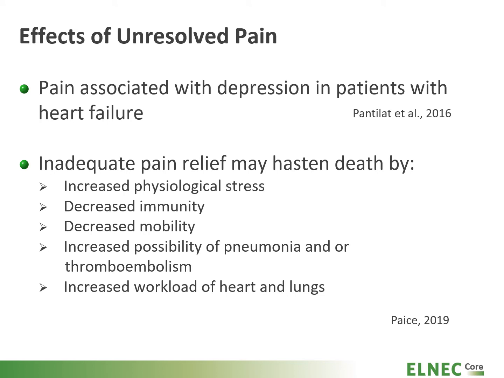Pain has a lot of implications on the body and on well-being. Pain is associated with depression, especially in patients with heart failure. But inadequate pain relief has been documented to hasten death. So think about that. Unmanaged pain may hasten death. It's been shown in studies to do so. Pain increases physiological stress. It decreases immunity. It decreases mobility and functionality. It can increase the possibility of pneumonia or thromboembolism. And it also increases the workload of the heart and lungs. Pain activates the sympathetic nervous system, and it is very, very taxing on the body. So think about inadequate pain hastening death.